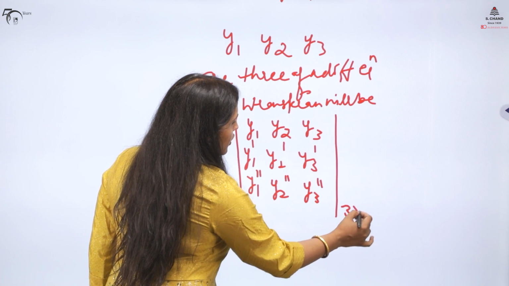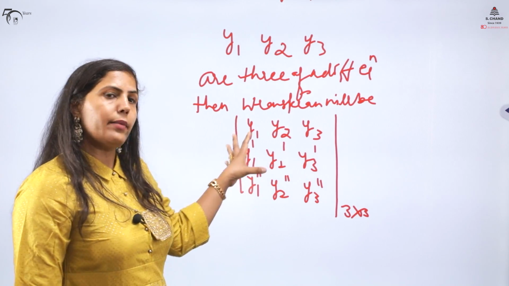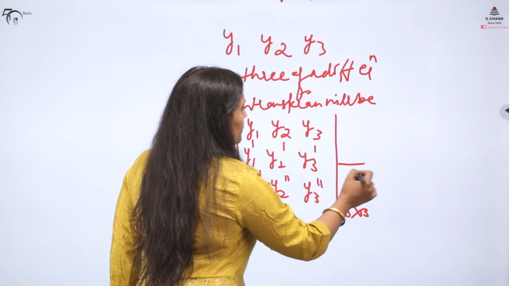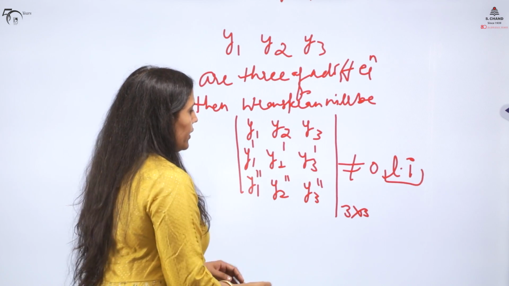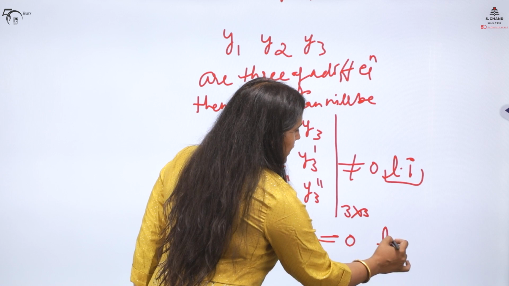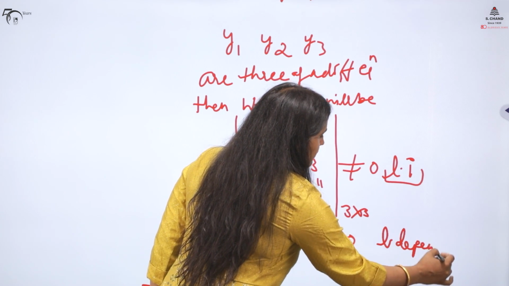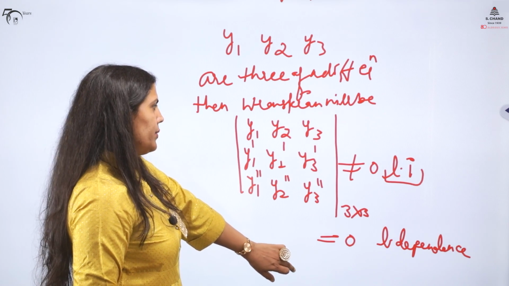So this will be a 3 by 3 determinant, and if you want linear independence, it should be non-zero. And if the Wronskian is 0, then the solutions are linearly dependent.